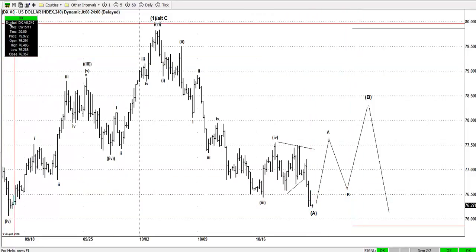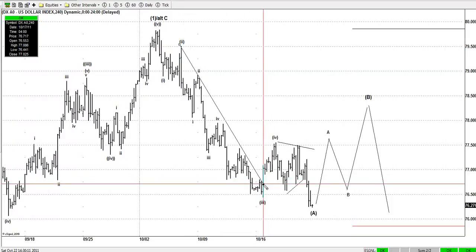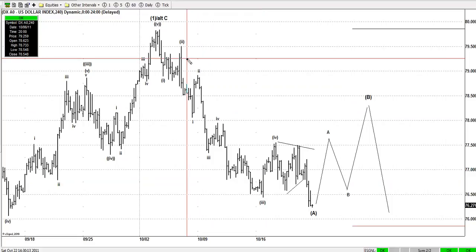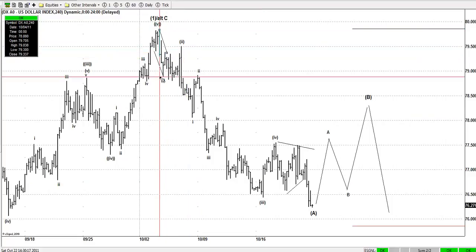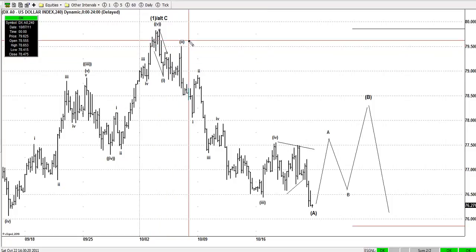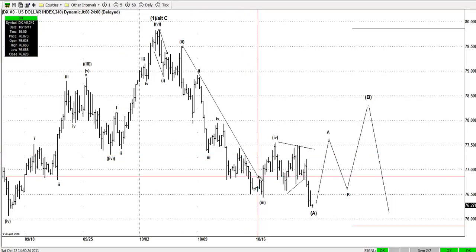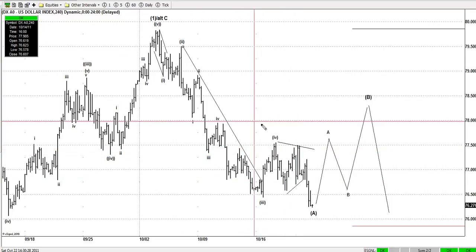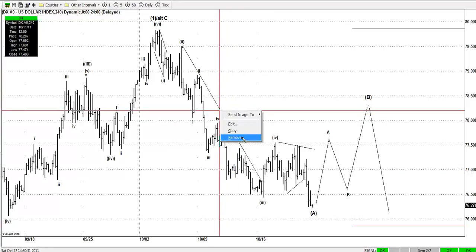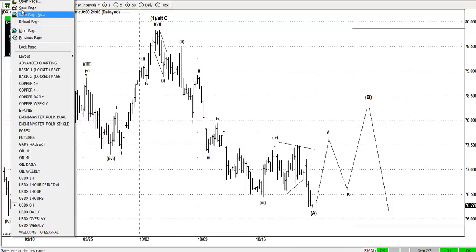Most of the wave 4 always breaks the wave 3 channel, and if you take a look at channels only, there was this channel, wave 2 breaks out, and then there is this channel, wave 4 breaks out. So I like this count, to be honest with you. I like this count.